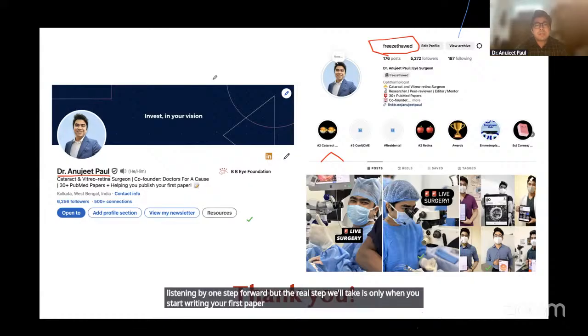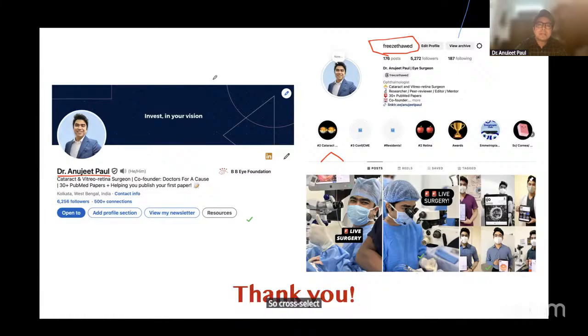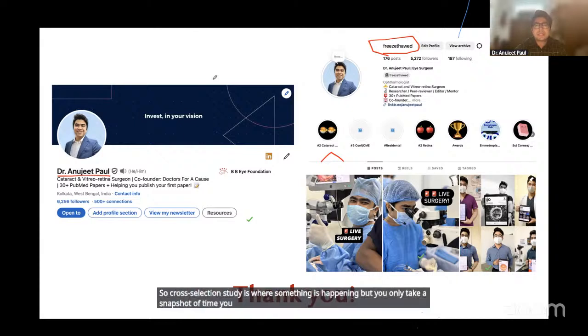How to conduct a cross-sectional study? I'm totally new to this field. So a cross-sectional study is where something is happening, but you only take a snapshot of time. You only take a certain cross-section of the population.